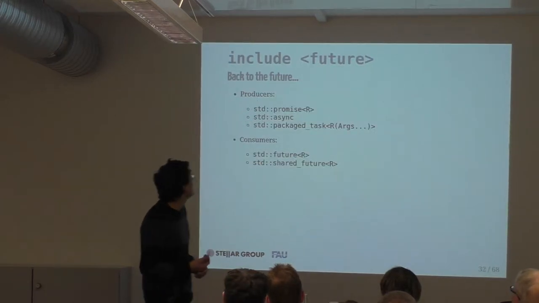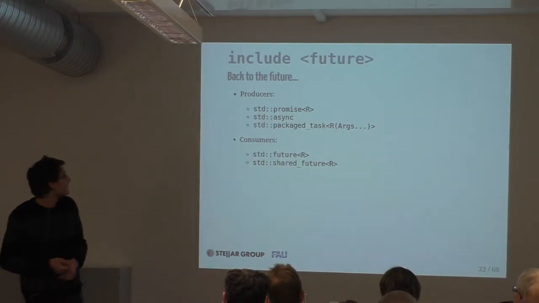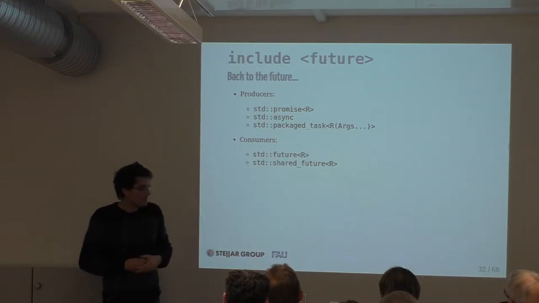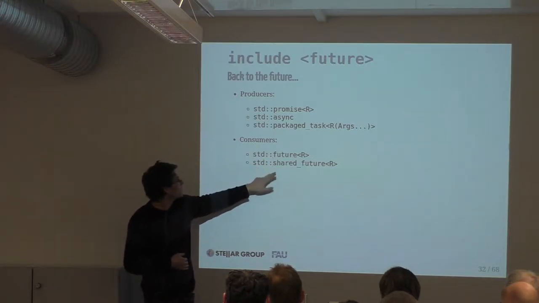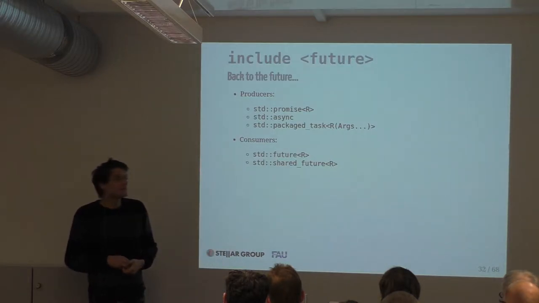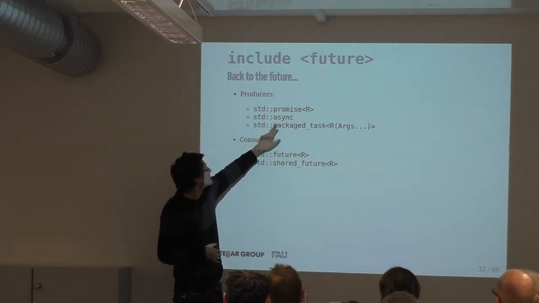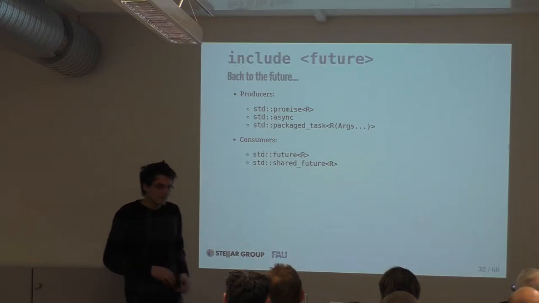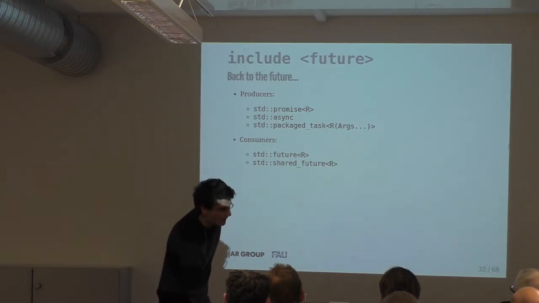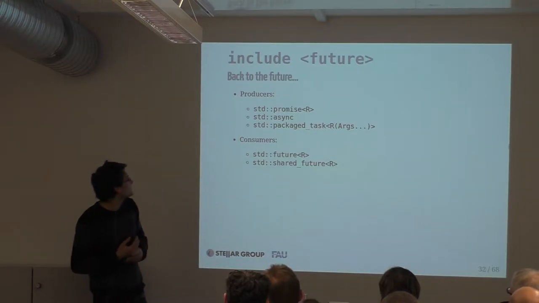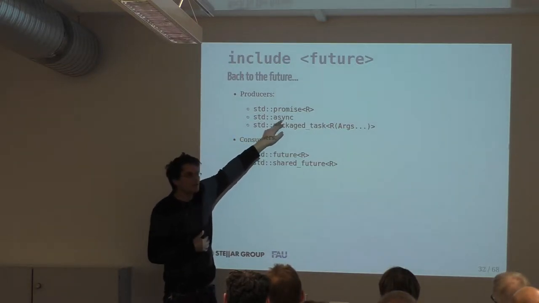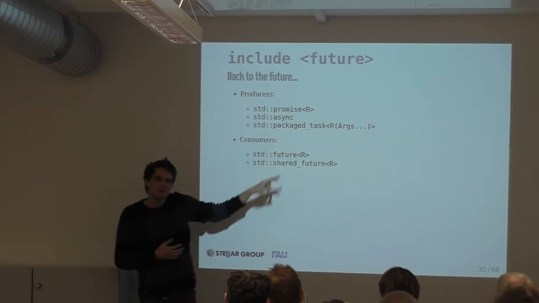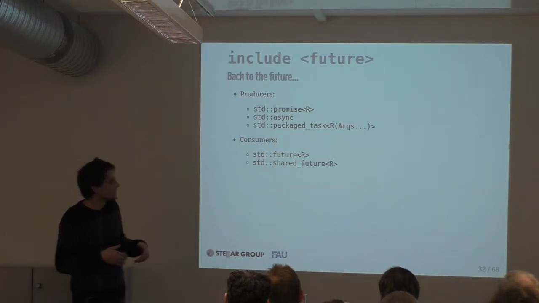Okay, and the standard defines various producers and only two consumers. The consumers are either a future or a shared future, with the producers being promise, async, or packaged task. So far, so good. So you always have some pair relations. For example, if you call std::async, you get a future back. If you have a promise object or a packaged task object, you have to retrieve the future in order to get the receiving channel.